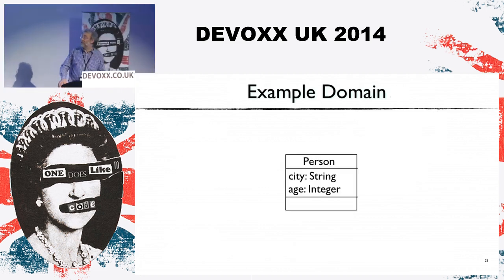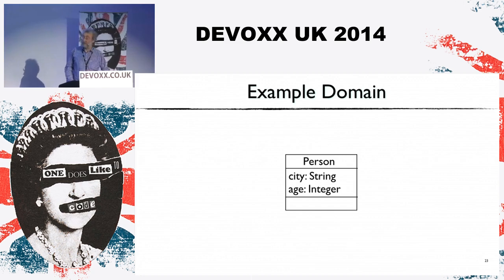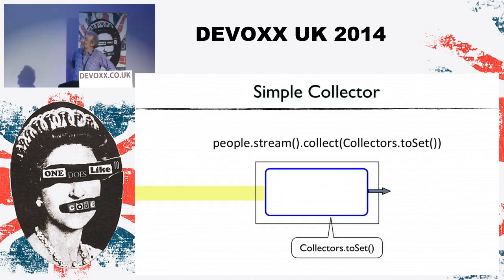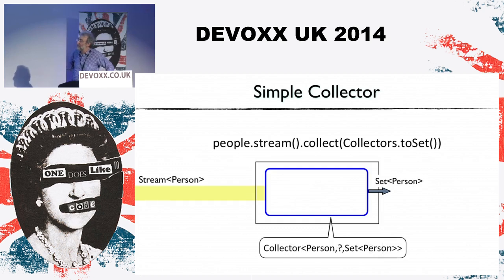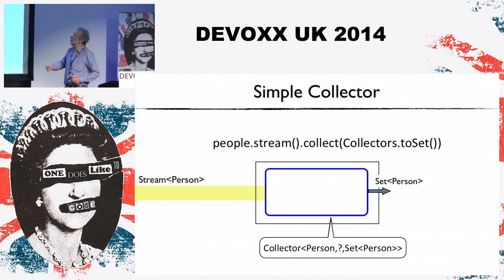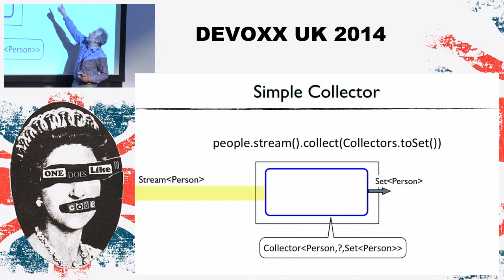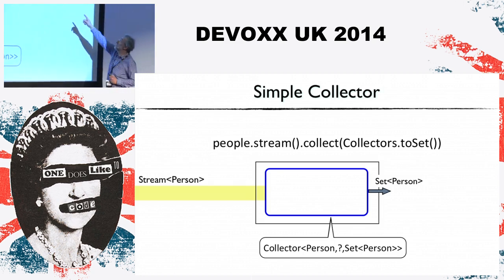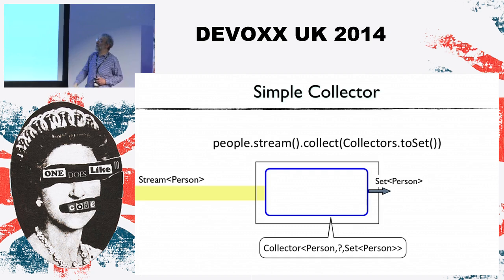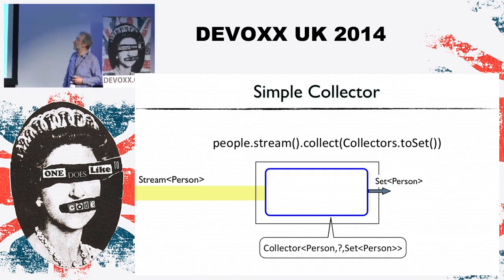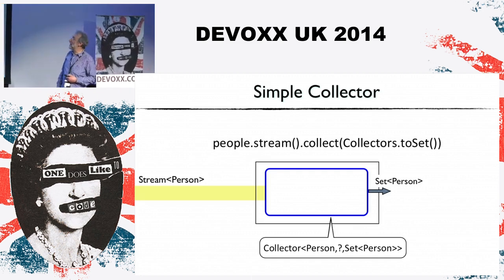So here's my example domain. I know it's a bit complicated, but stick with me. Here's an example of a simple collector according to my diagrams. The values come in from the left along the stream. Now, the streams go left to right in these diagrams. And what comes out at the right-hand side is, in this case, a set of persons, because the simple collector I'm using here is toSet. Right? So I'm assuming I've got a collection of person, which is called people. And I'm streaming that along here, and then I want to collect it.